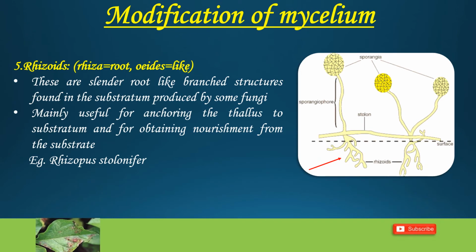Rhizoids. The name rhizoids came because they look like a root-like structure. These rhizoids are slender, root-like branched structures found in the substratum, produced by some fungi. These rhizoids perform a dual function: first, anchoring the thallus, that is, providing strength to attach the thallus to the substratum, and second, obtaining nutrients from the substrate. These rhizoids we can find in Rhizopus stolonifer. In this picture we can see the rhizoids, which look like a root-like structure.